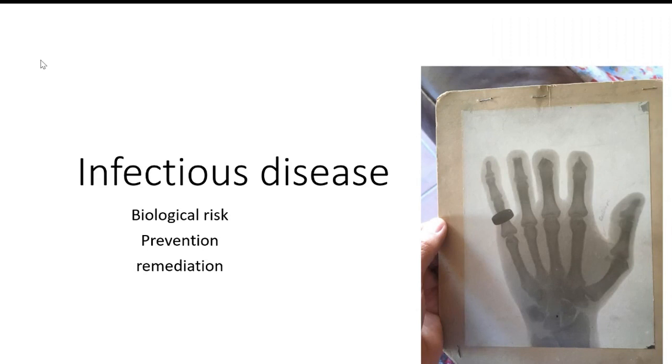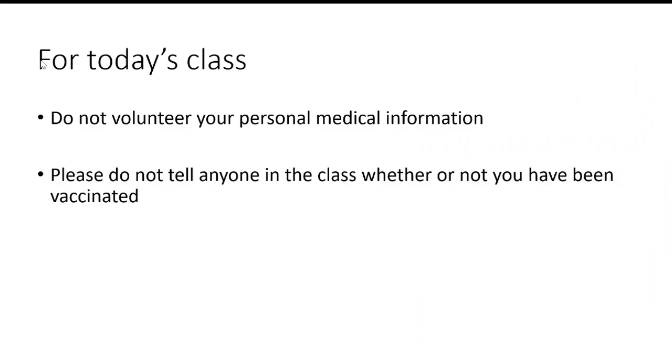Infectious disease is classified as a form of biological risk, and we're going to talk about things like prevention and remediation. Prevention are ways that we can prevent things from getting worse. Remediation is how we can clean up the mess. In biology and in environmental science, prevention is often easier and cheaper than remediation. So we'll be exploring stuff, including what's going on in current events from the perspective of both prevention and remediation.